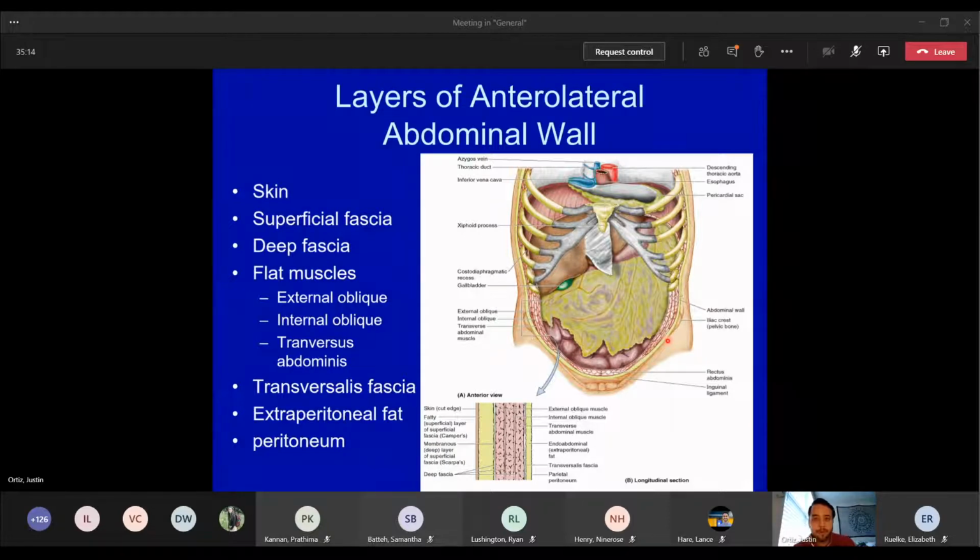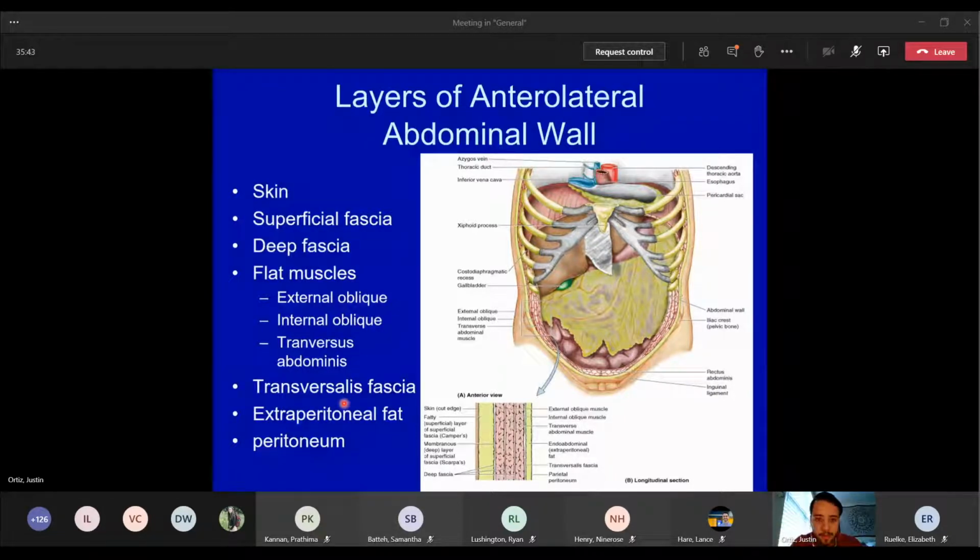Okay, so for the layers of the anterolateral abdominal wall, we're going to go through these. These are basically going to be from superficial to deep, right? So he lists them right here in their order. So this is going to be from superficial all the way to deep. On the next upcoming slides, I put a couple of images that I thought would really help us understand what's going on in the anterolateral wall of the abdominal wall and what happens when it goes down to the spermatic cord, right?